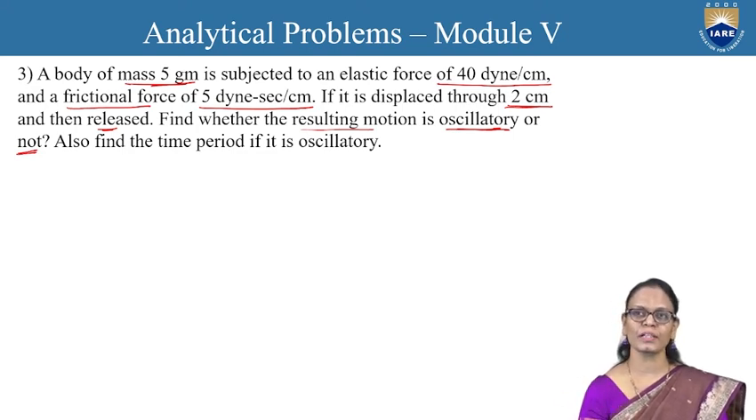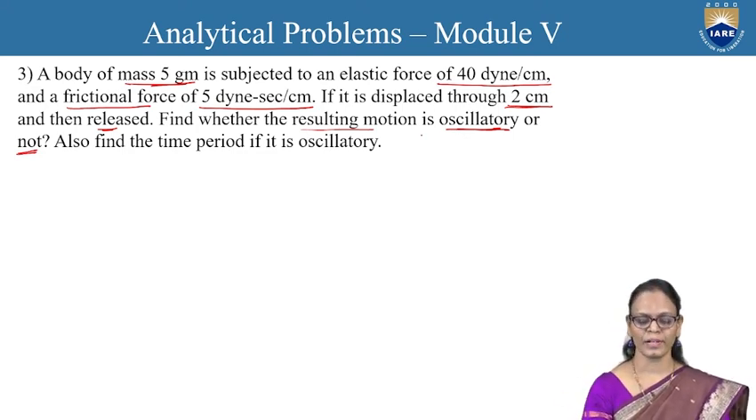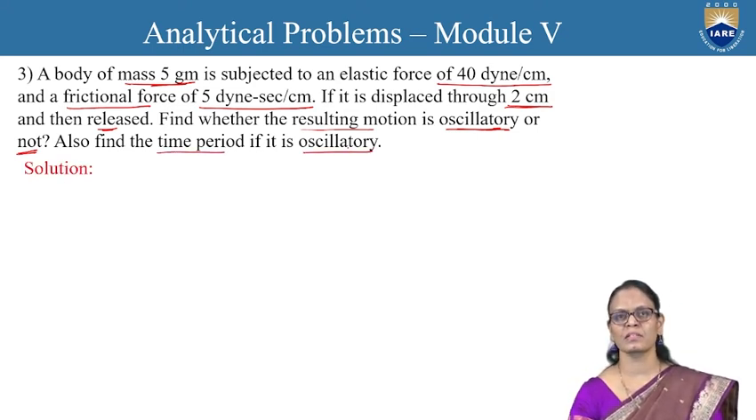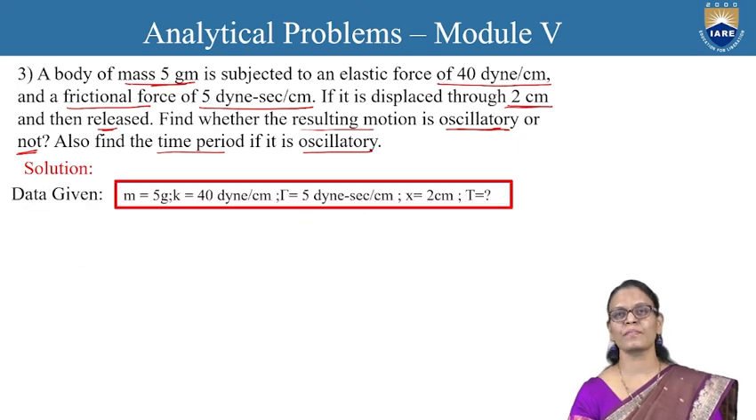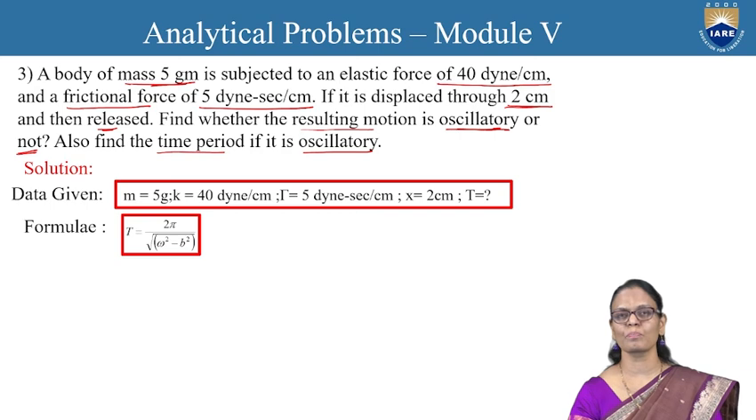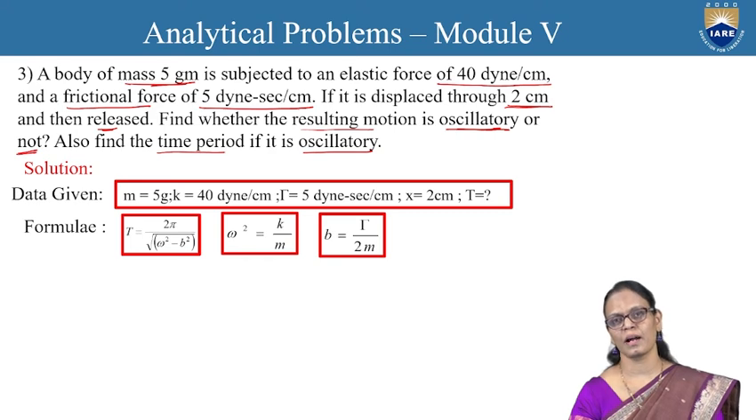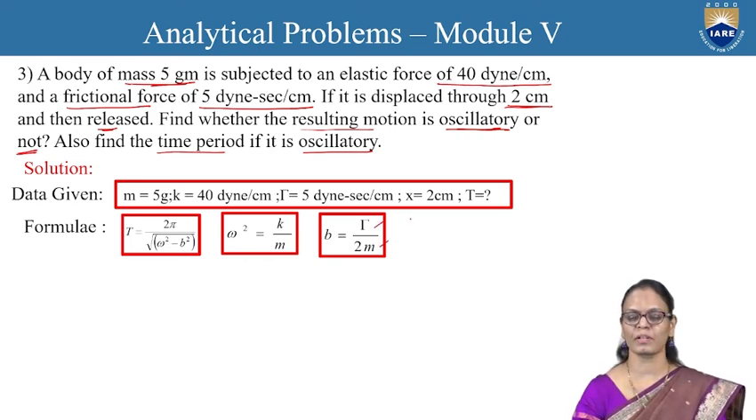So let us first check the condition for oscillation, and then you will find the time period of the oscillatory motion. So let us write the data given. M is given, K is given, gamma is given, X is also given. We have to find T. So which formula will we be using? T is equal to 2 pi upon under root omega square minus b square. So how do we get omega square? K by M. How do we get b? Gamma by 2M. Because gamma is given, M is given. K is given, M is given. So both the values we can find and then we can substitute here.